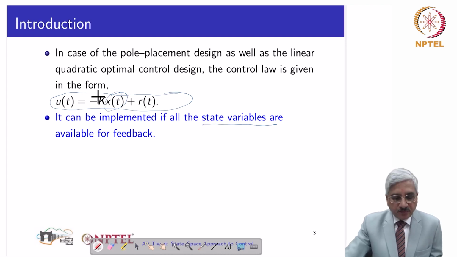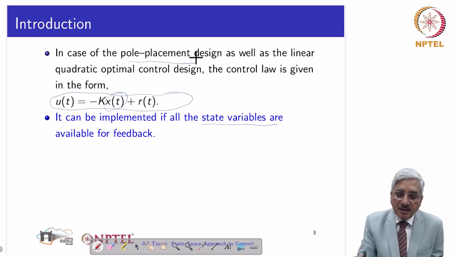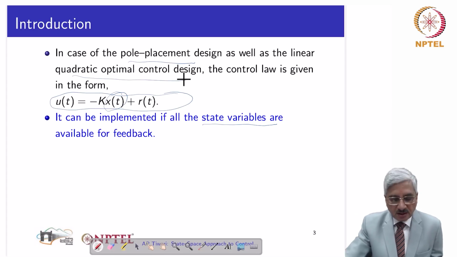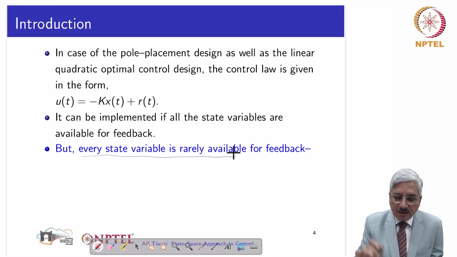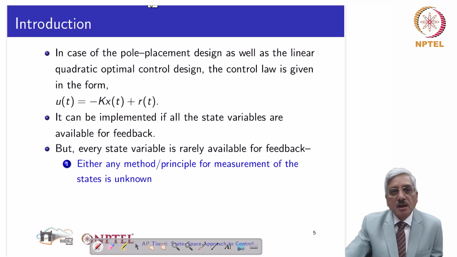Now that was the consideration behind both the pole placement design and the linear quadratic optimal control design. If the state variables are not available for feedback, then what to do? Because that is generally the situation. Some of the state variables may be available, but not every state variable is available for feedback. Rarely will it be a situation that all the n state variables of an nth order system are available for feedback.